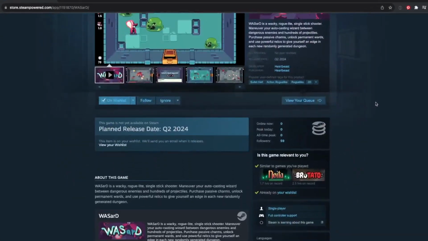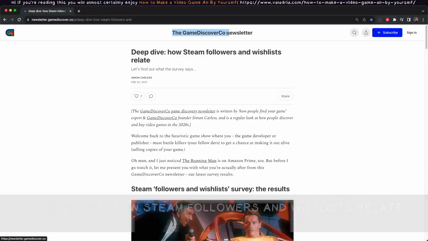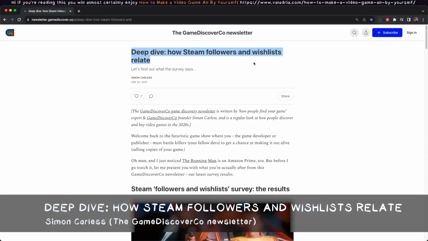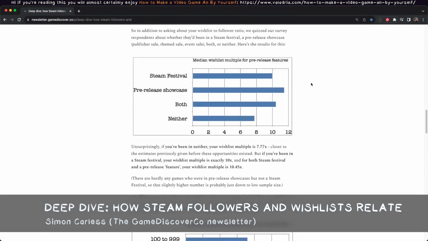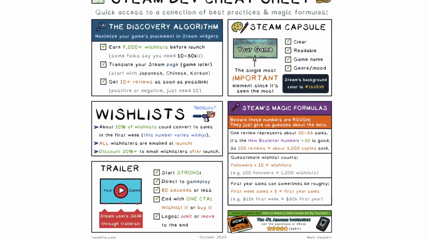Steam keeps the number of wish lists a game has hidden, but the number of followers are visible, sometimes. The formula for this is very simple. Number of followers times 10 equals number of wish lists. So if a game has 100 followers, you can guess it has around 1,000 wish lists.